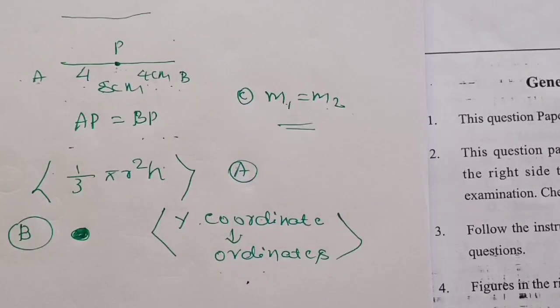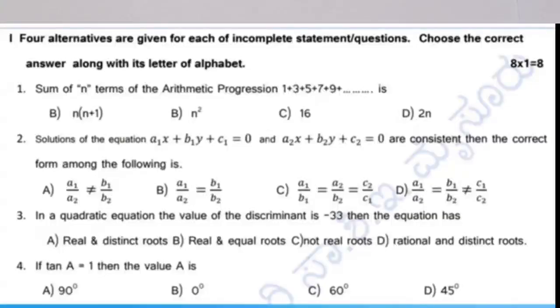That is the answer for the question. Okay, children, so this is another question that I need to say. So we will move on to the next question, children. Okay, the next question is: the sum of the n terms of the arithmetic progression 1 plus 3 plus 5 plus 7 plus 9 is dash.